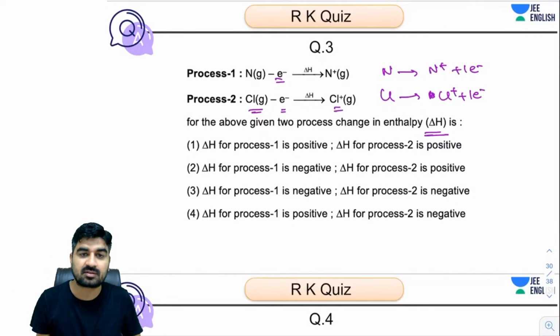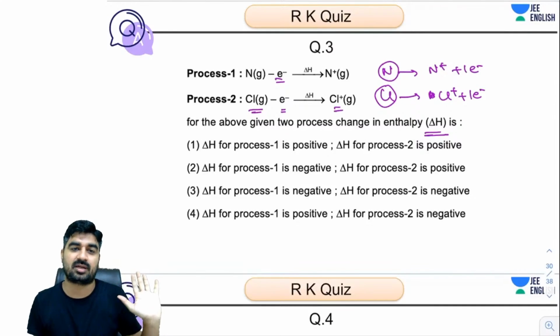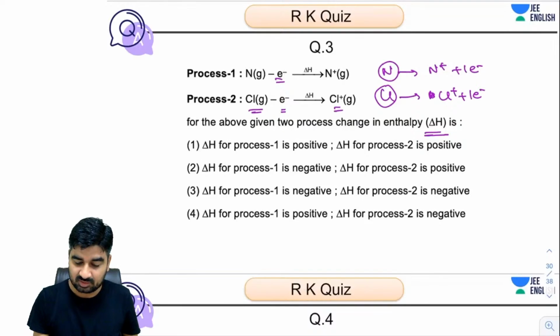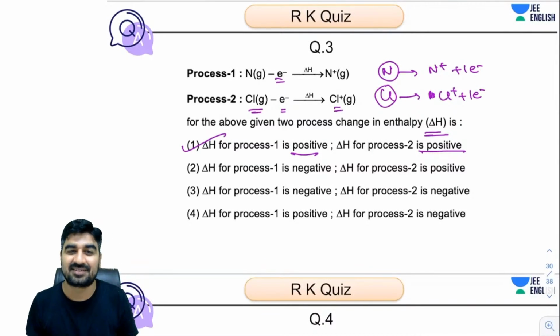Which one is the answer? Basically, ionization of nitrogen and chlorine is taking place, and I told you ionization process is always endothermic. So this will be positive, this will be positive, answer will be 1.